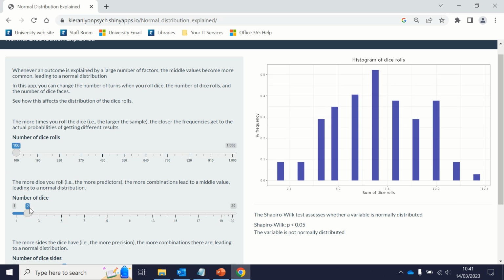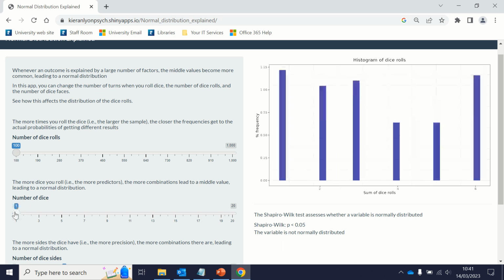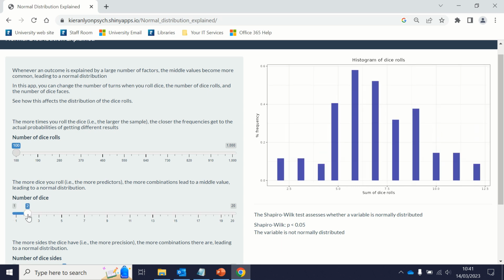So what we have: one dice, flat distribution. It looks a little bit different every time because it's simulating random numbers. But for two dice, it's more common in the middle, looking more like a normal distribution. And the reason for that is if you have two dice and they're independent, so the roll of one dice doesn't tell you about what you roll on another dice, they're separate statistical events.